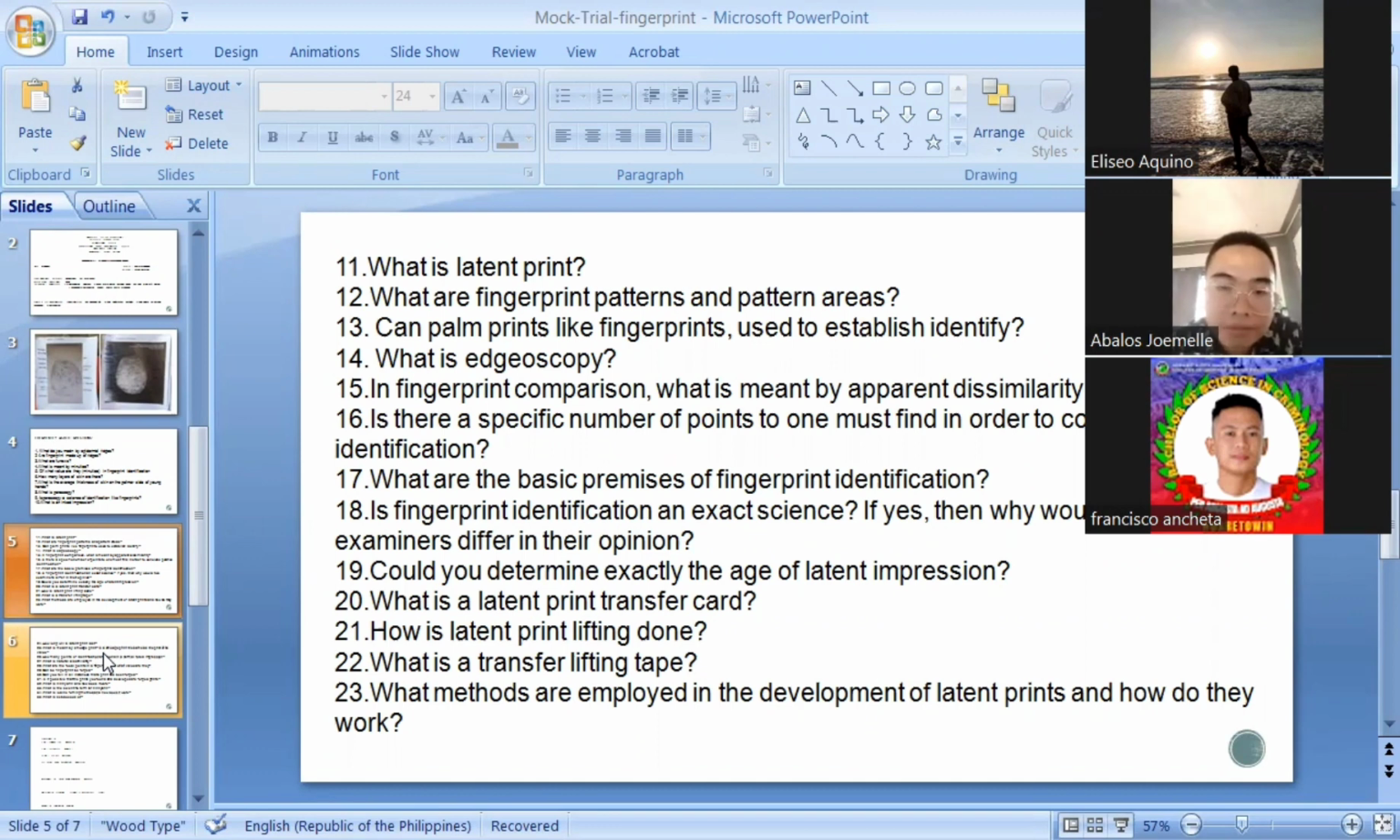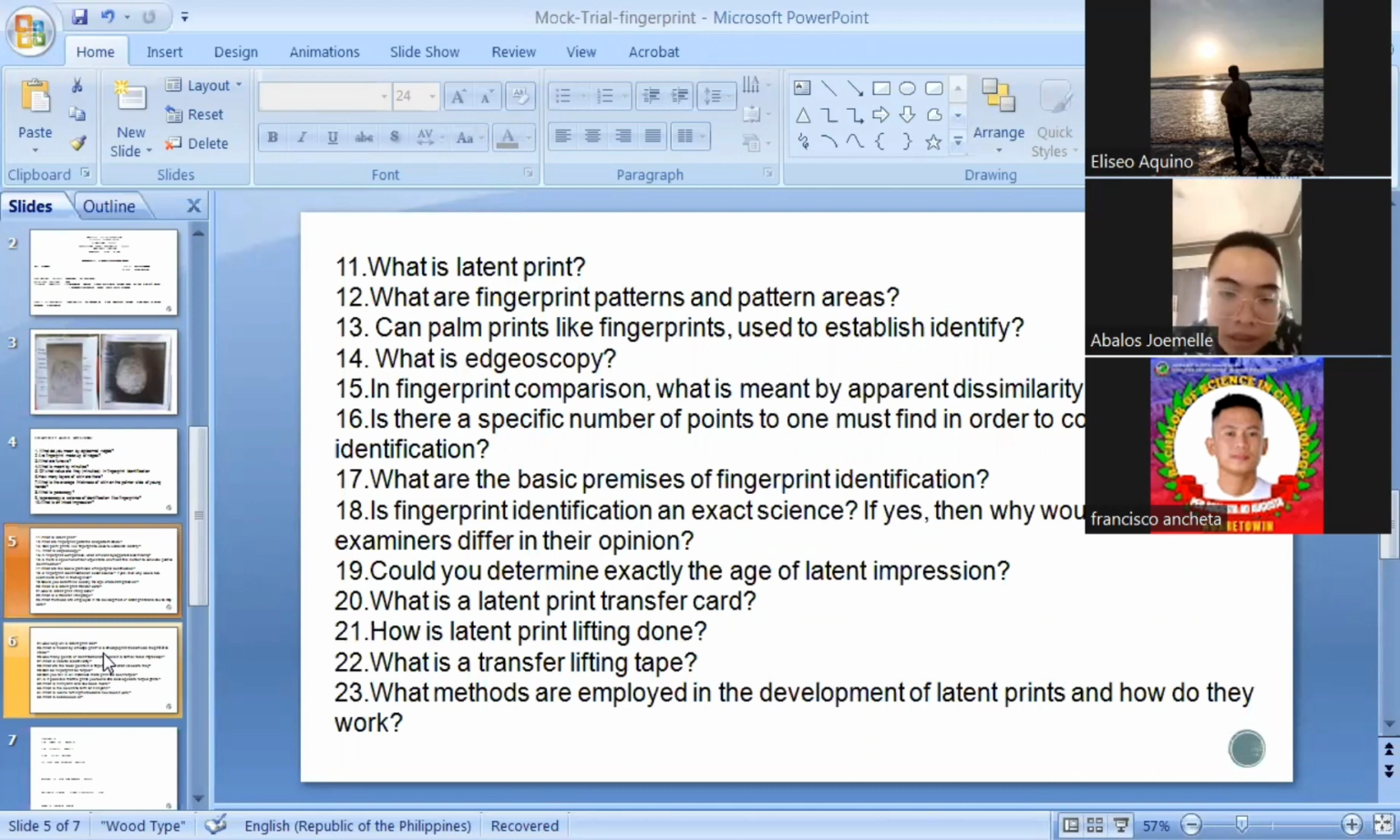15, in fingerprint comparison, what is meant by apparent dissimilarity? Apparent dissimilarity is when prints are made by different fingers. 16, is there a specific number of points one must find in order to conclude positive identification? Yes. 17, what are the basic premises of fingerprint identification? The basic premises are the principle of individuality, principle of infallibility, and principle of permanency.